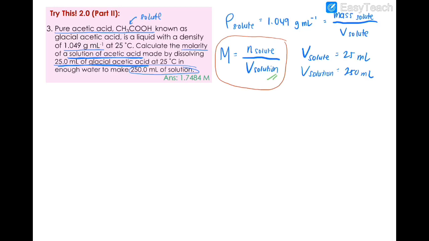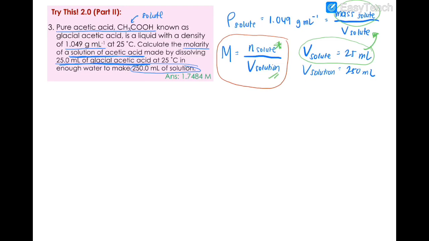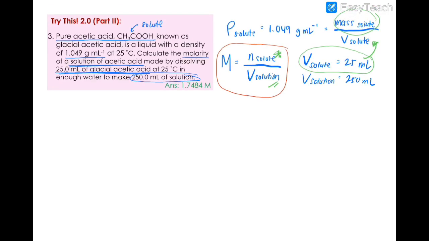Mol solute tu yang kamu tak ada. Tapi kamu ada volume of solute. Volume of solute ni, kamu boleh masuk dalam density punya formula. Dah masuk dalam density punya formula, kamu boleh jumpa apa? Kamu boleh jumpa mass of solute. Dah dapat mass of solute, apa pula yang kamu boleh cari, class? Daripada mass of solute, kamu boleh cari mole of solute. Macam mana? Pandai-pandailah fikir.